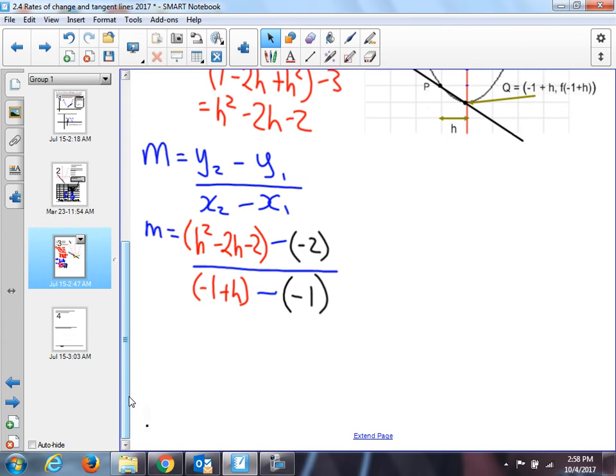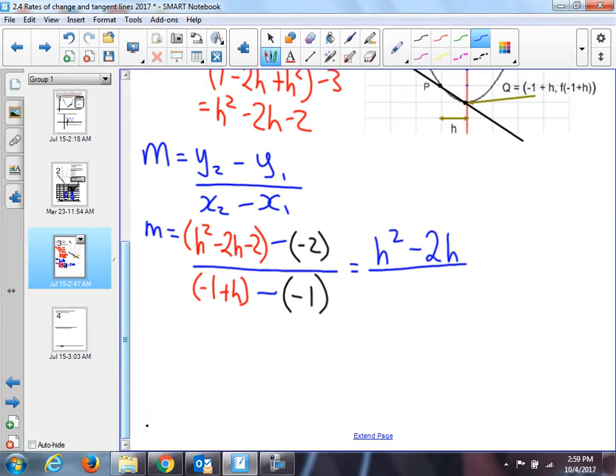Now what? Well, let's just do some algebra, arithmetic, whatever you want to call it, group like terms on the numerator and denominator. h squared has nothing to group with. I'm going to drop the color scheme too. So it's just h squared. Minus 2h, nothing else to group with. Minus 2 minus negative 2, so that zeroes out. Negative 1 minus, plus, so minus negative 1, it's positive 1, so that zeroes out.